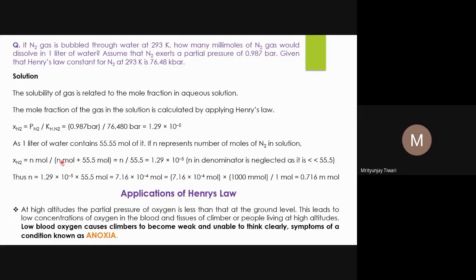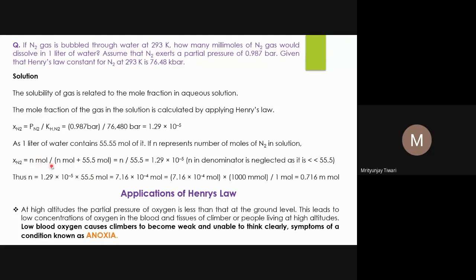Now what we see is that the value of n must be very small in comparison to 55.5. That is why this value is very small. It is in the order of 10 to the power minus 5. So here you can ignore the value of n in comparison to this. If it is plus or minus, we can ignore it mathematically. There will be no substantial change in the result. If we ignore this, things will be very easy for us. So this value we ignore.